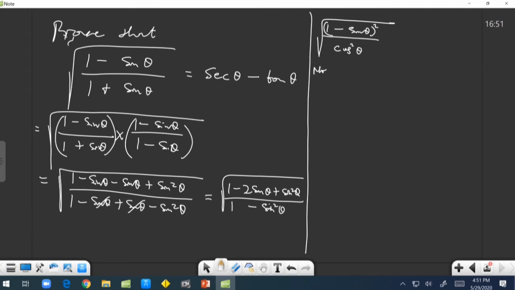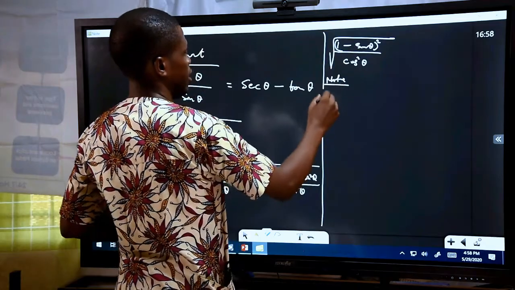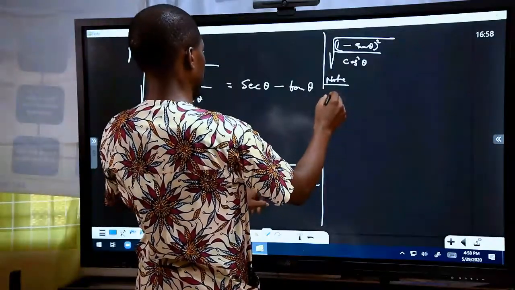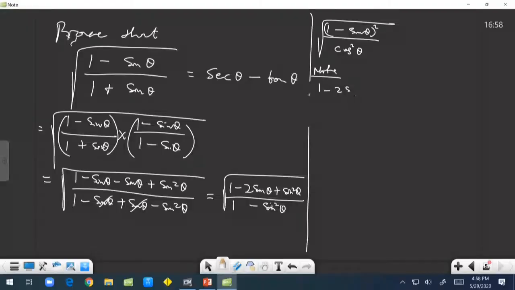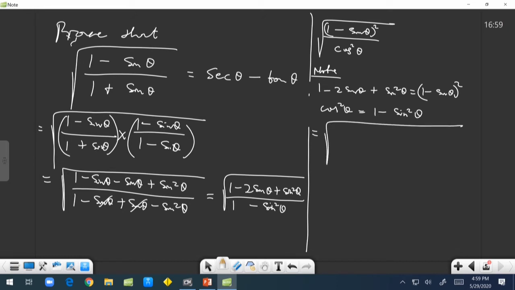Because note that 1 minus 2 sine theta plus sine squared theta is equal to 1 minus sine theta all squared. You can have it that way. And cos squared theta is equal to 1 minus sine squared theta. So by the time I deal with this, I will have the square root of 1 minus 2 sine theta plus sine squared theta divided by cos squared theta.